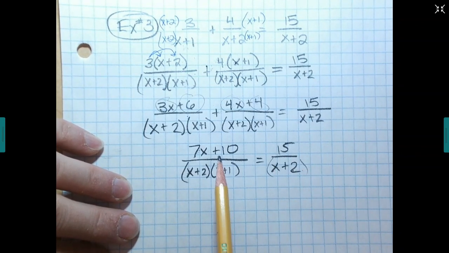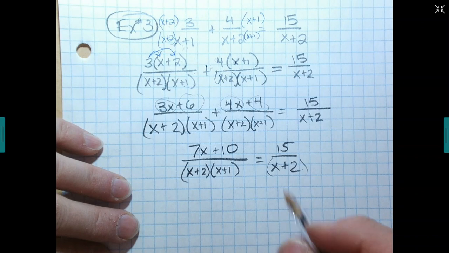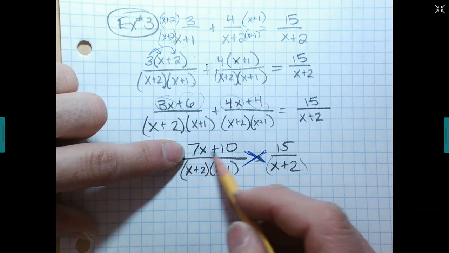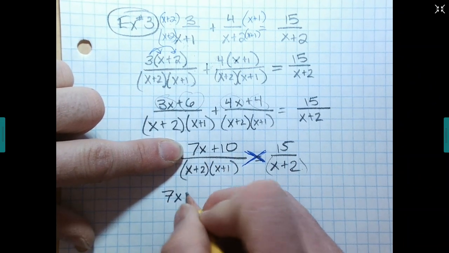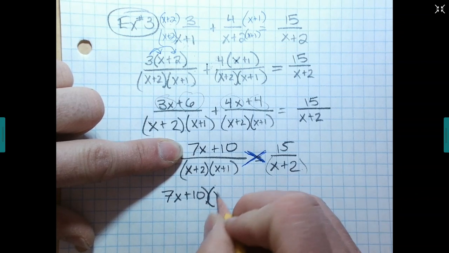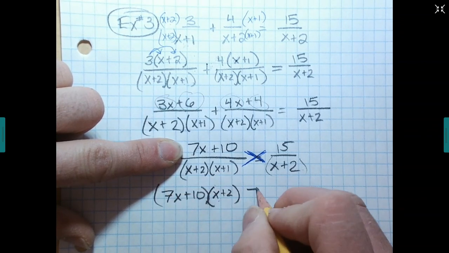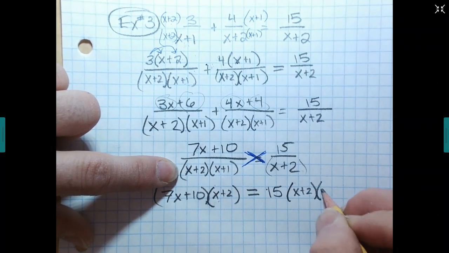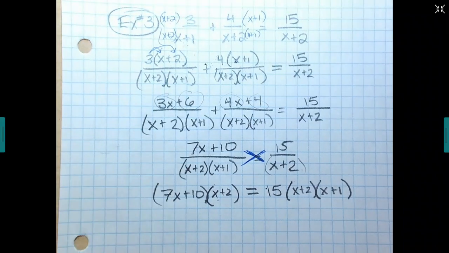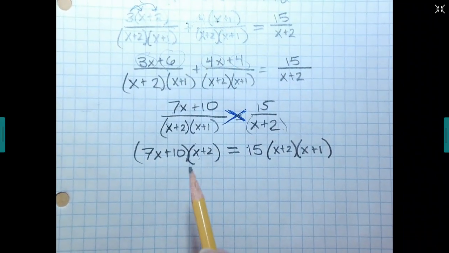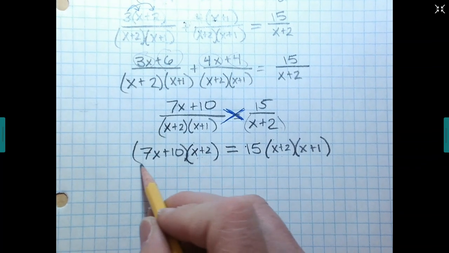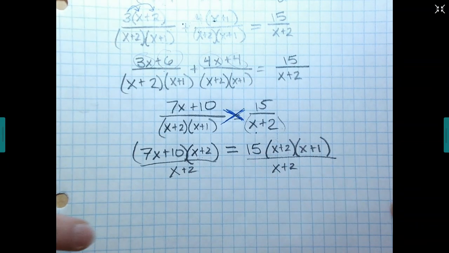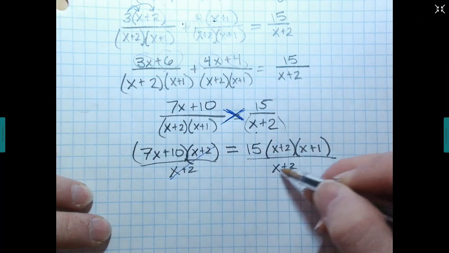All right, now I have a fraction equals a fraction, so I can cross multiply. So I have 7x plus 10 times x plus 2 equals 15 times x plus 2 times x plus 1. Now, what I see here is I have an x plus 2 on this side and x plus 2 on this side. What if I just divide both sides by x plus 2 to get rid of it on this side and get rid of it on that side? Boom, boom.